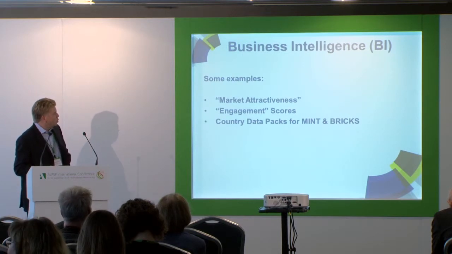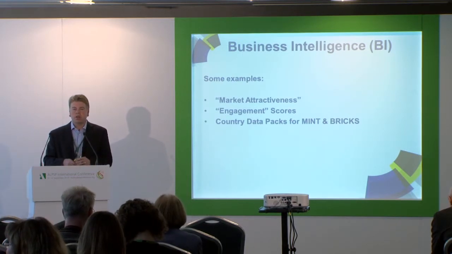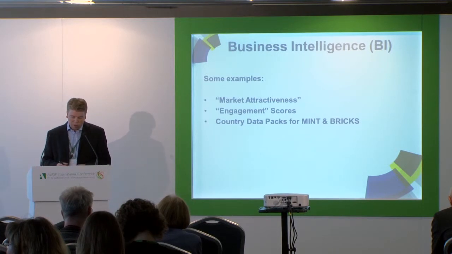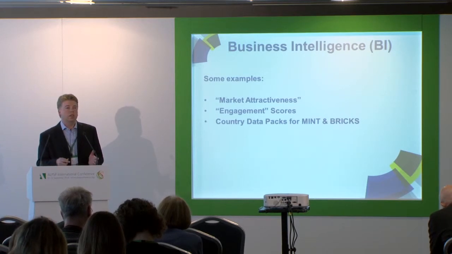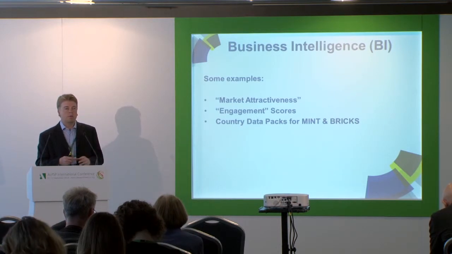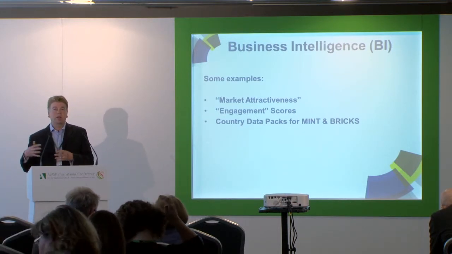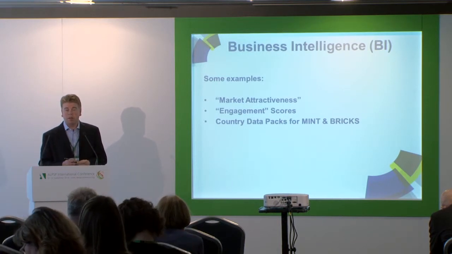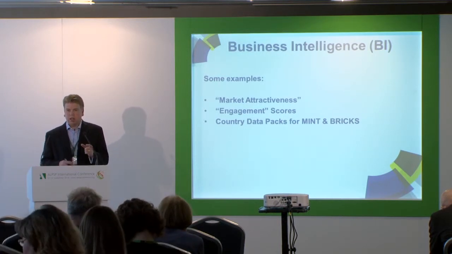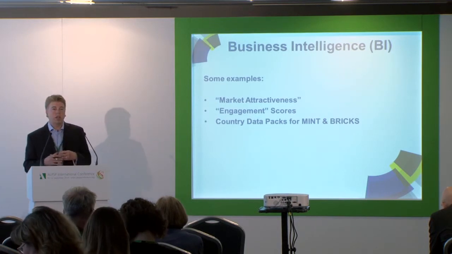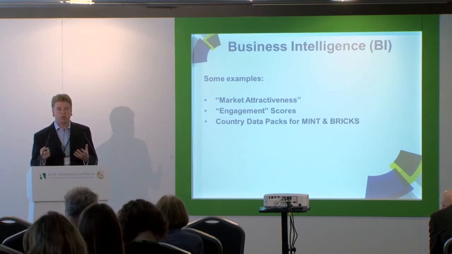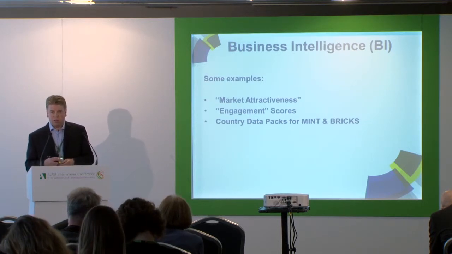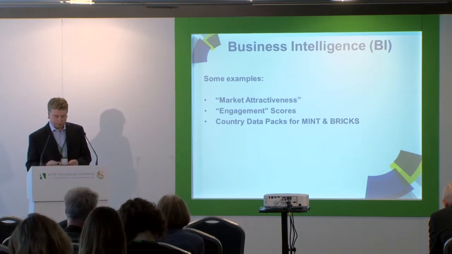So I've got three main examples to show you how we're using the BI function to operate in the regions. First of all, there's something called the market attractiveness, which, using data, gives us an opportunity to measure numerically the importance of one country or region against another. Again, that's important in terms of considering how we invest our money. Secondly, the engagement scores, which show us how engaged an institution is with us, and that clearly points to sales leads and sales opportunities. And then lastly, some general data I'll show you on the Mint and BRICS countries.